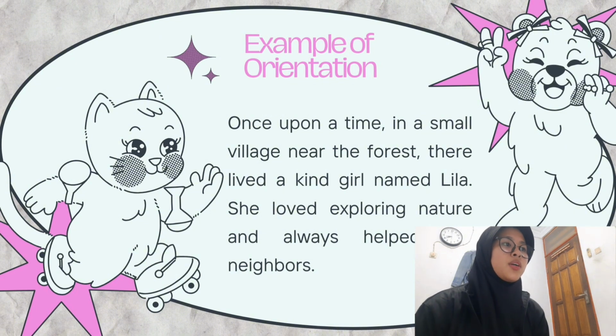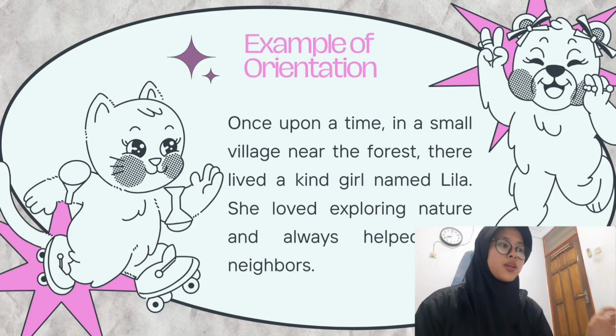So by reading this, we have a couple of pieces of information. The first is that we know where the event occurred. It is mentioned that it occurred in a small village near the forest, and we also know by reading this passage that the main character of the story is a girl named Lila. What is she like? She is a kind girl who loved exploring nature and always helped her neighbors. So that's the function of the orientation actually. It is to give the readers the preliminary or beginning impression of the story.